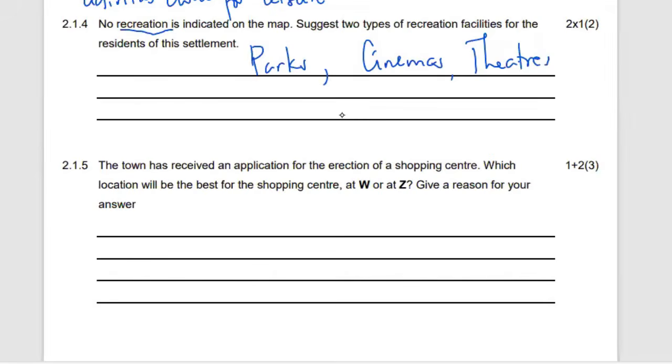And for those who like shopping, you can also add for them a shopping mall. Remember, shopping is also a recreational activity for some people, though it's a requirement for basic survival. Right. So those are some of the things that can be added such that the area has got some recreational activity.